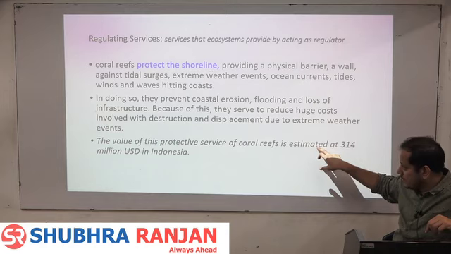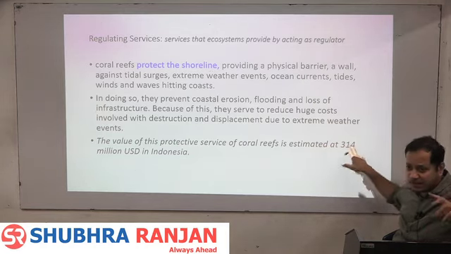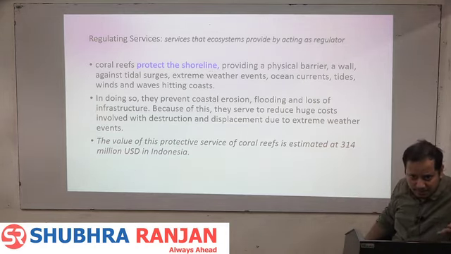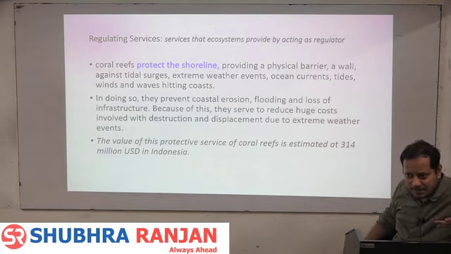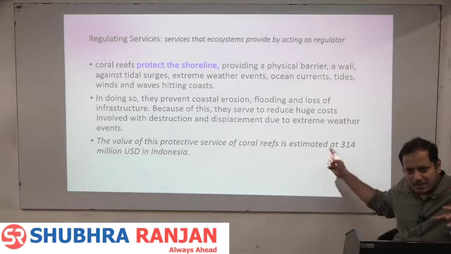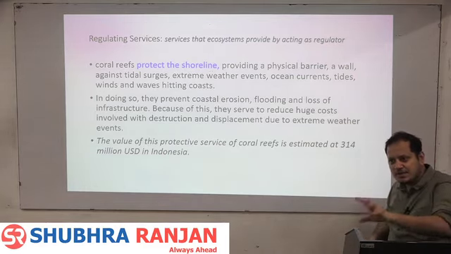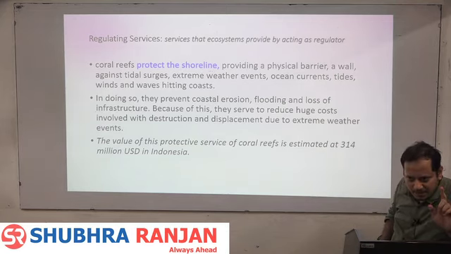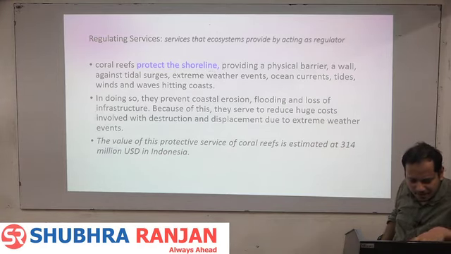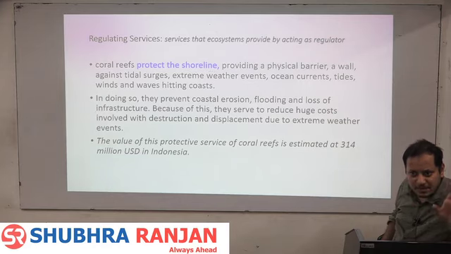The value of this protective services of the coral reefs is estimated at $314 million in Indonesia itself. Why Indonesia का example? You can use this example in the tsunami. थोड़ा be more creative in answer writing. Though Indonesia is located on the plate boundary, the value of the protective services of the corals is estimated at $314 million, thus saving Indonesia from the tsunami. मलेशिया में ज़्यादा डेथ होते हैं whenever there is tsunami. इंडोनेशिया में कम होते हैं because Indonesia has somewhat tried to manage उसका corals. तमिलनाडु में ज़्यादा डेथ है पर अंडमान एंड निकोबार के ट्राइब्स कम मरते हैं. Why? Protective nature of the corals.